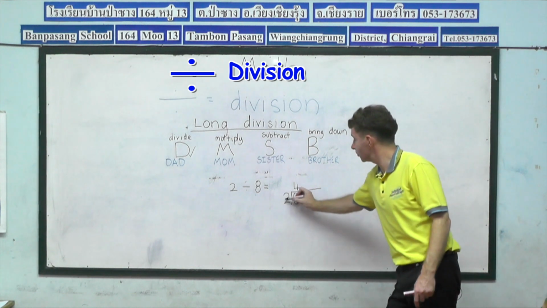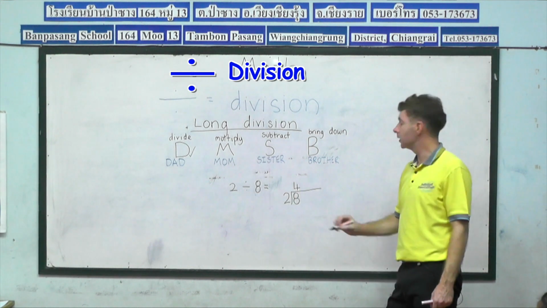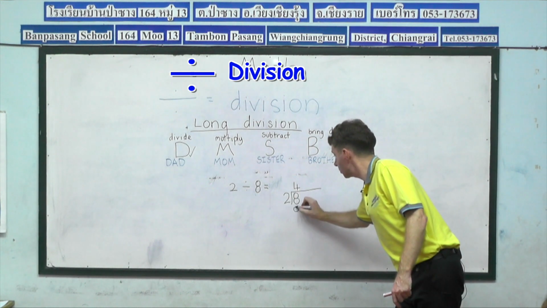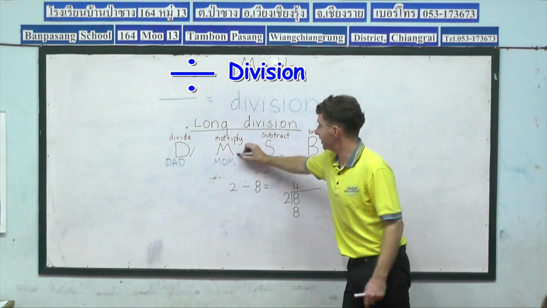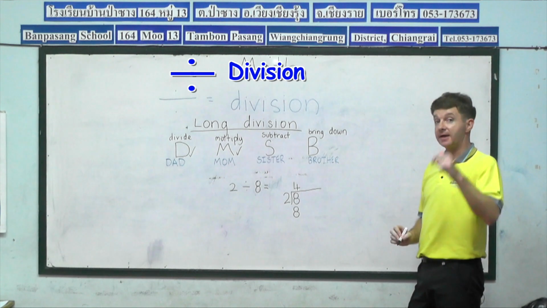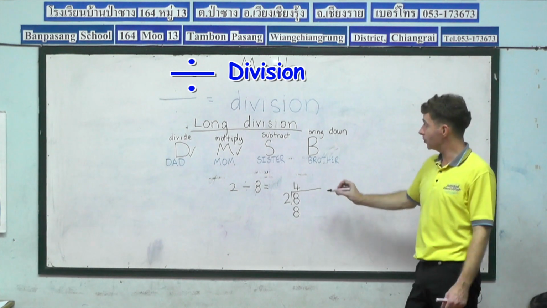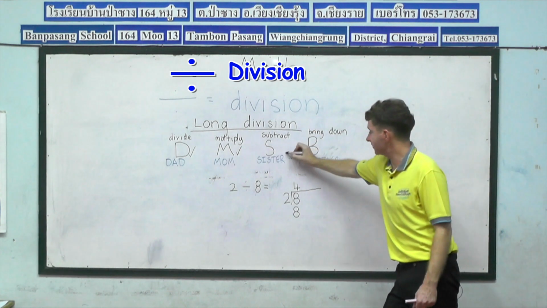Multiply. So 2 times 4 equals 8. So now we write our 8 here. So that's multiply. Step 2 done. Next, we need to subtract.